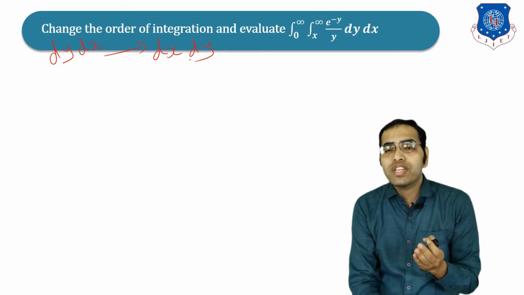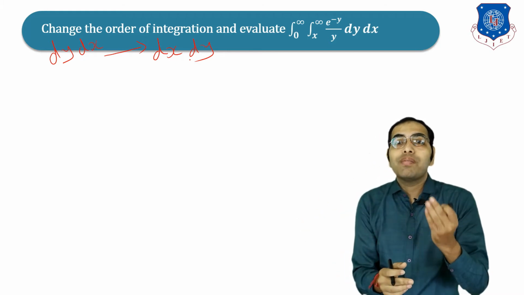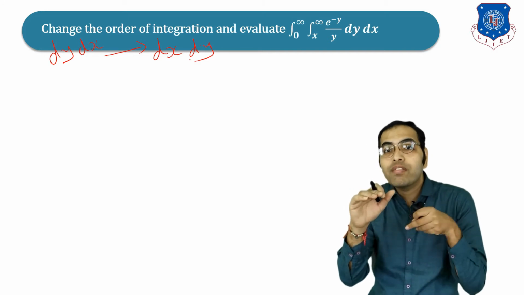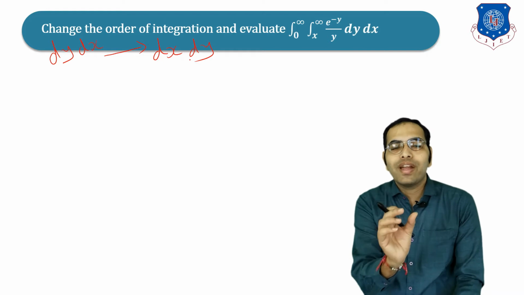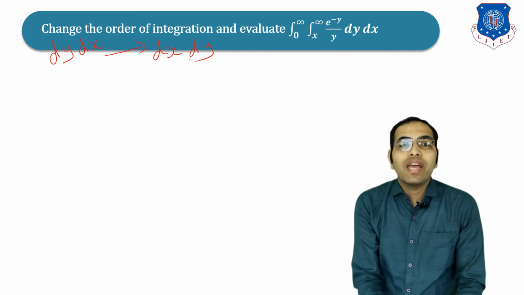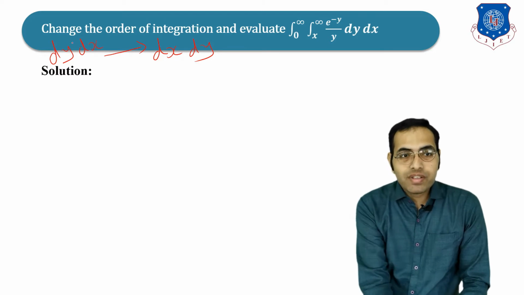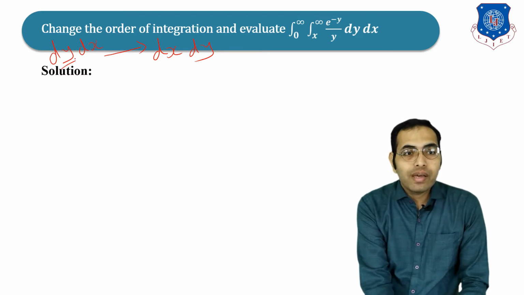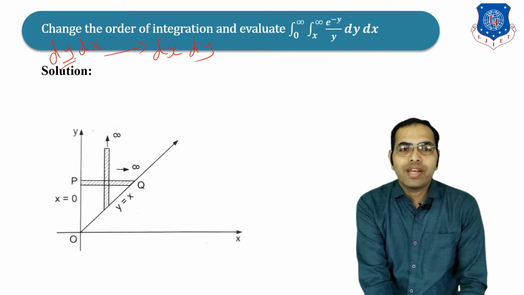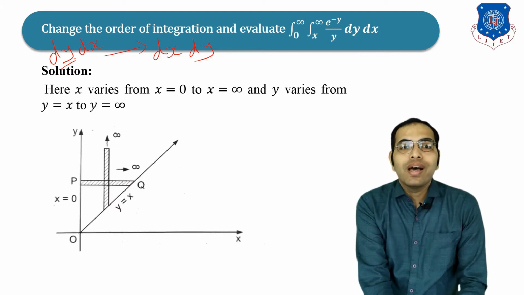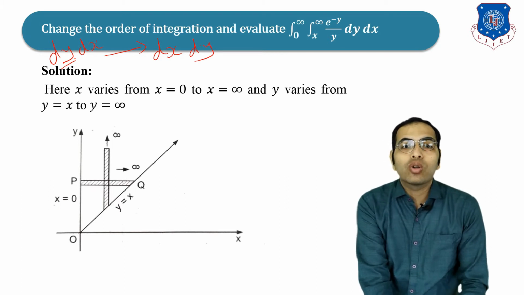If our limit is in the form of a horizontal strip, then we go for the vertical strip. Here our limit is in the form of dy dx, then we go for dx dy. Firstly the inner limit, which is in the form of dy, means y equal to x to y equal to infinity, meaning y varies from x to infinity and x varies from 0 to infinity.